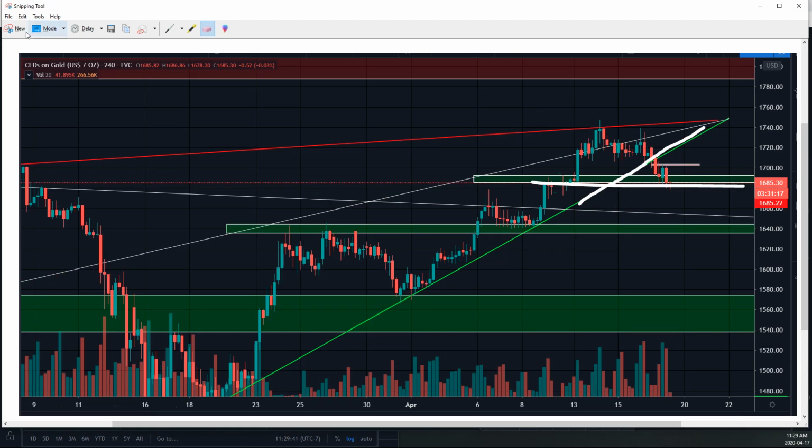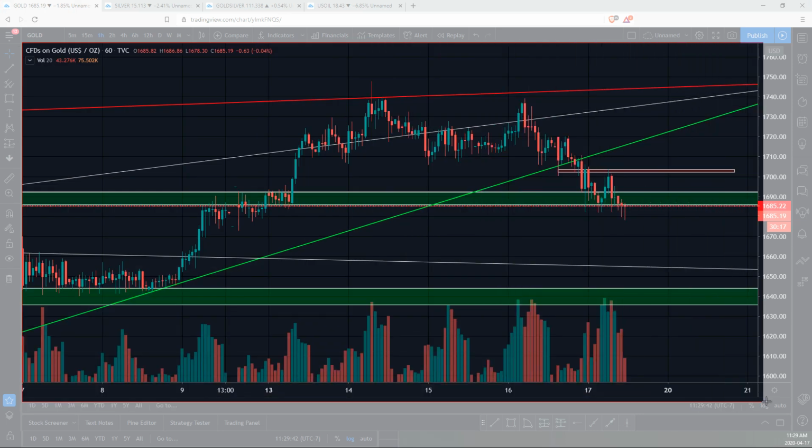This is the execution time frame that we are going to be using. Going to get a little bit of water and then we'll continue on.